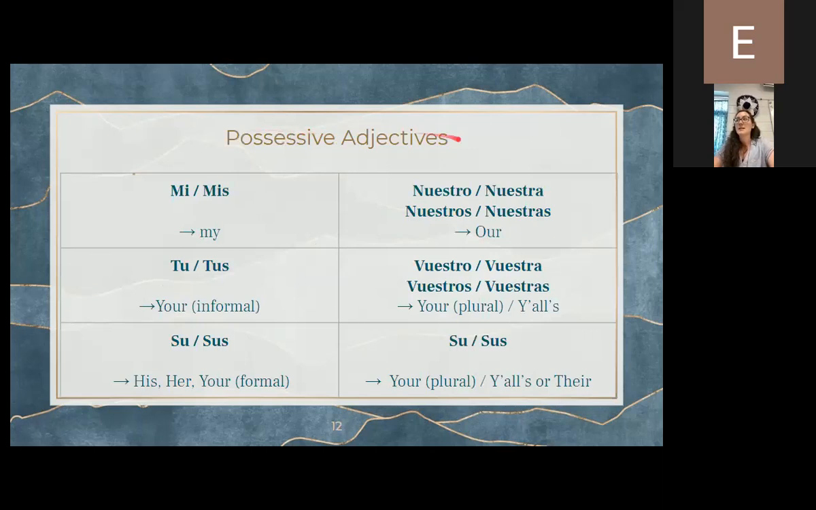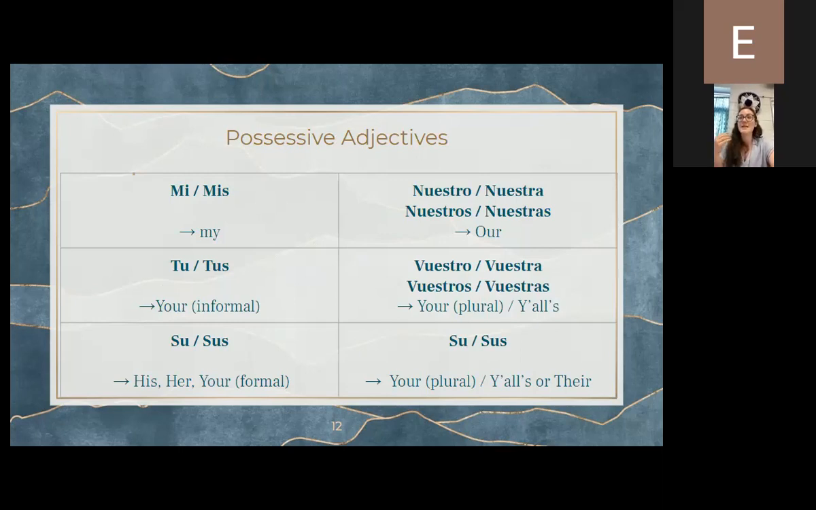So here are the possessive adjectives in Spanish. We have a singular option and a plural option for all of these. And for to say our and your all's in Spanish, there's also a feminine version and a masculine version. So let's write this chart down. Take a second, pause the video, and I'm going to go through them and say them right now.